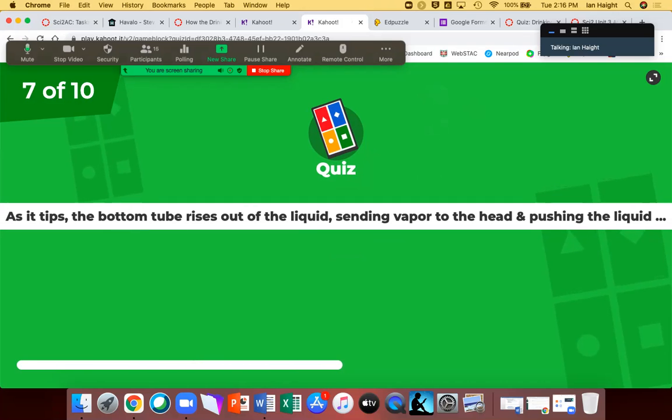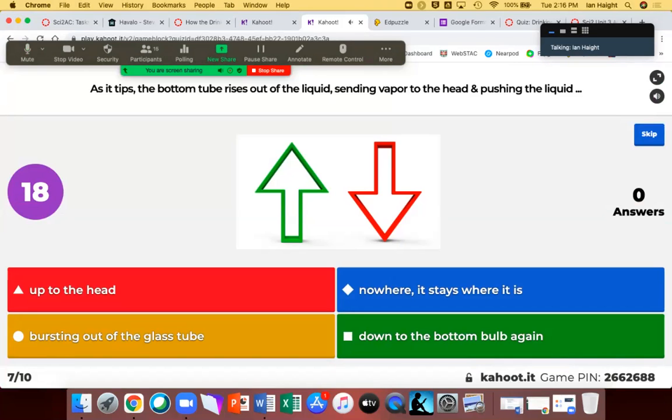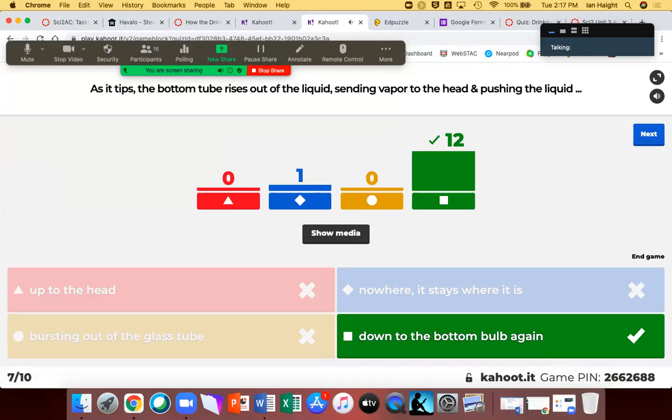As it tips, the bottom tube rises out of the liquid, sending vapor to the head and pushing the liquid where? Very good. So it sends the liquid back down to the bottom, right? And that's kind of the key point, is that by tipping, it breaks that seal between the bottom and the top, and so vapor is able to rise up and push the liquid back down.